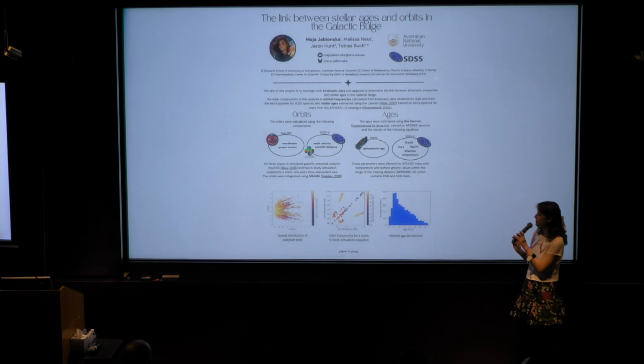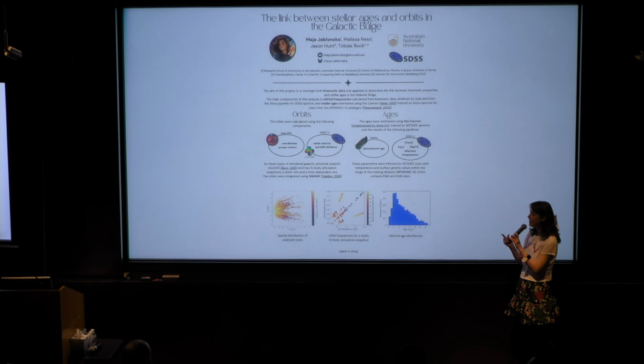So I have used The Cannon from Melissa Ness as a baseline, and the next step would be to train a bigger model that would be fine-tuned to finding the link between the asteroseismic age and the spectra, but I think I need a little bit more data. So I would love to have a chat about that. It's still work in progress, so yeah, if you're interested, let's chat. Thank you.